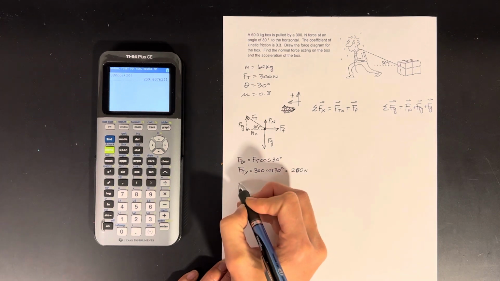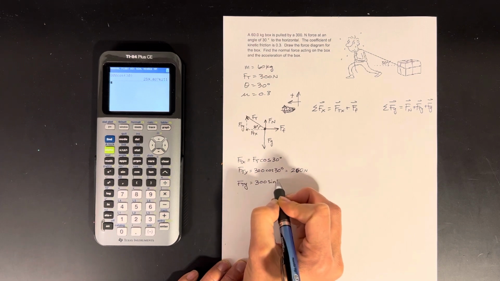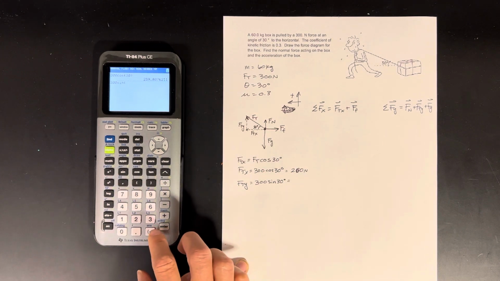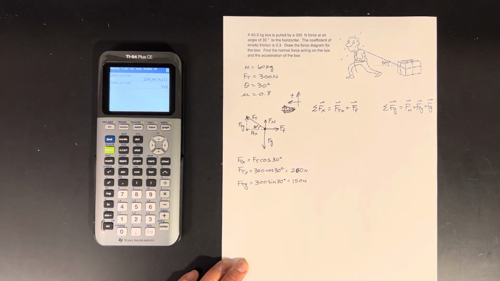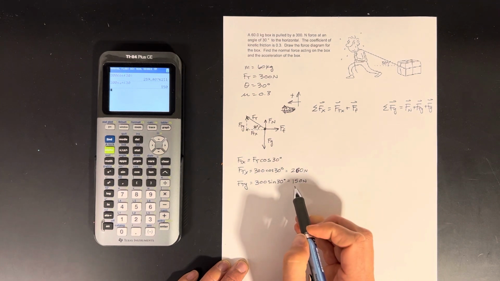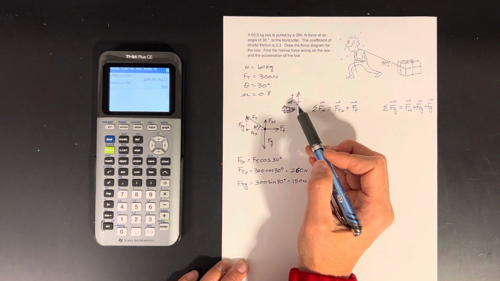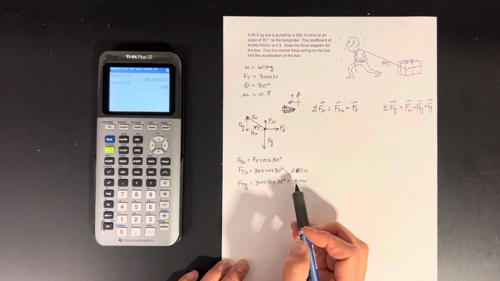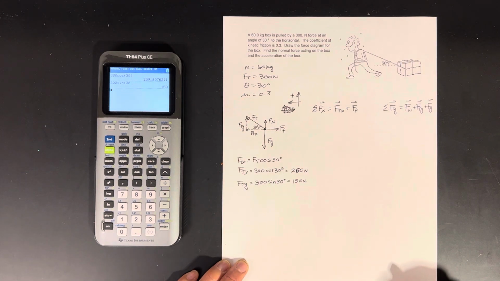260 newtons. And then Fty is equal to 300 times the sine of 30, which we don't really need to do on our calculator because we know that it's just half. But some of you like to use your calculator no matter what, just to double check yourself. Okay, so then we have 150 and 260. Now here's where we have to stop and apply our positive and negative direction. My Ftx is in the positive direction, so that's going to be positive 260, and my Fty is also in the positive direction, so it's going to be positive 150 when I plug them in.